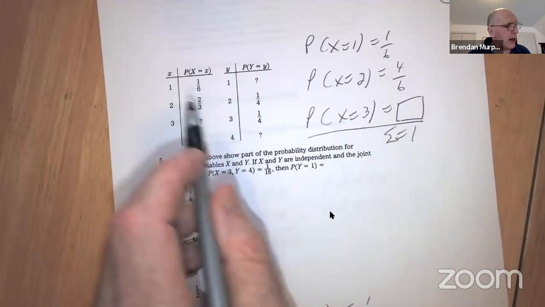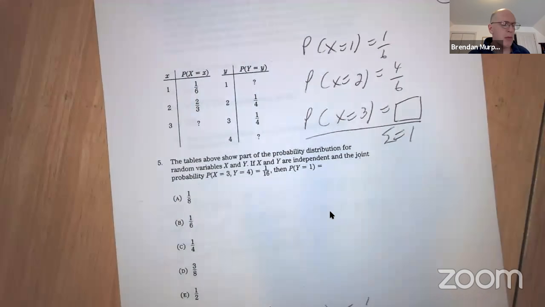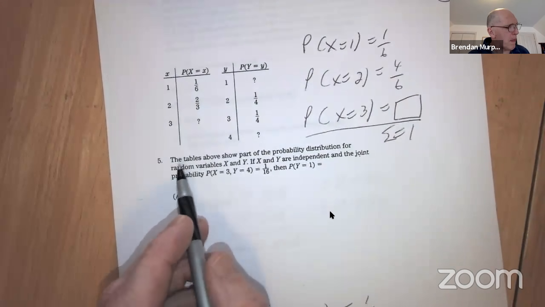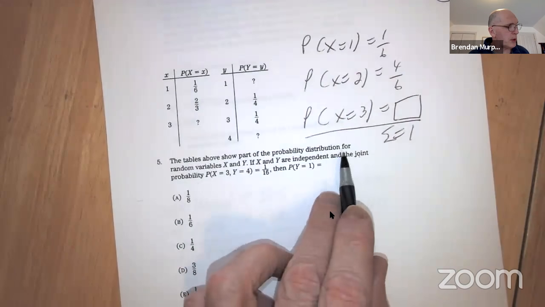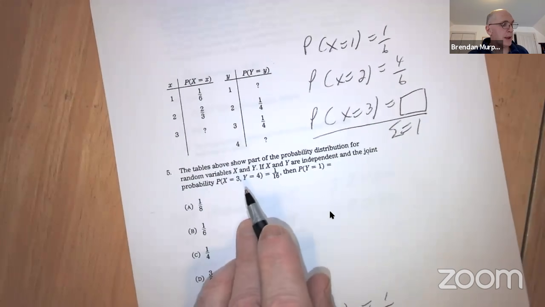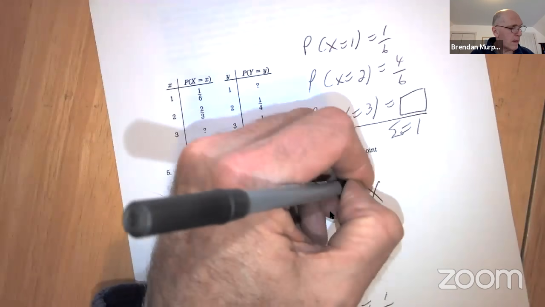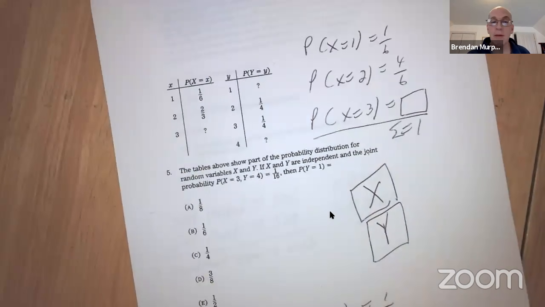So here's the same problem. We have some tables up here: x, probability of x equals little x, probability of y equals little y. I'll demystify that. The tables above show part of the probability distribution for random variables x and y. So the big X and the big Y, those are my two different random variables. That's all they are.